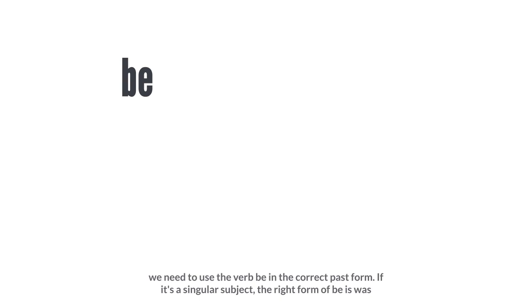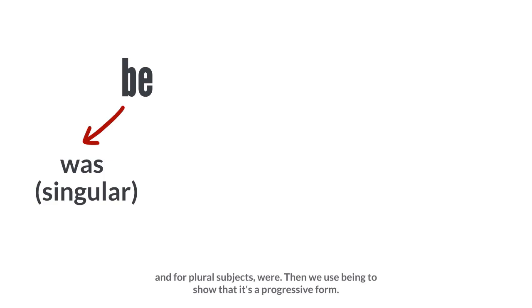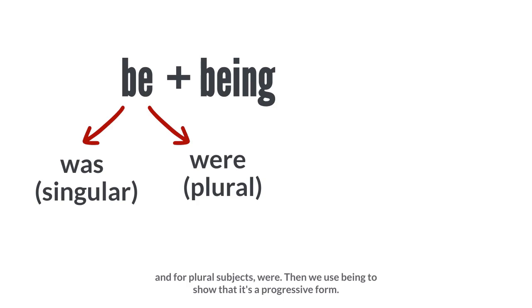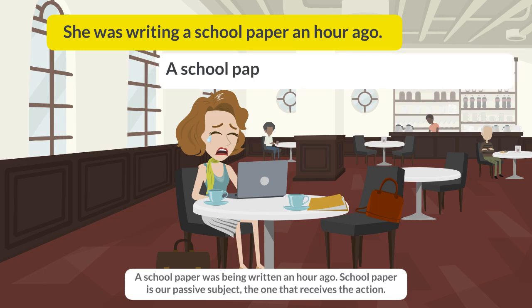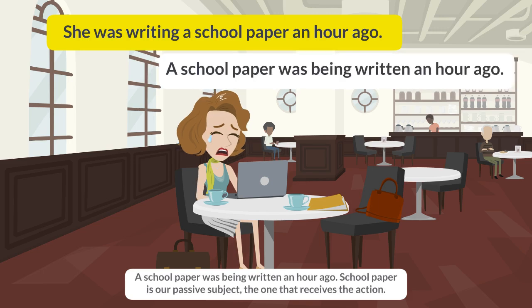If it's a singular subject, the right form of be is was, and for plural subjects, were. Then we use being to show that it's a progressive form. It has an -ing ending, plus the past participle of the verb. So what do we get? A school paper was being written an hour ago.